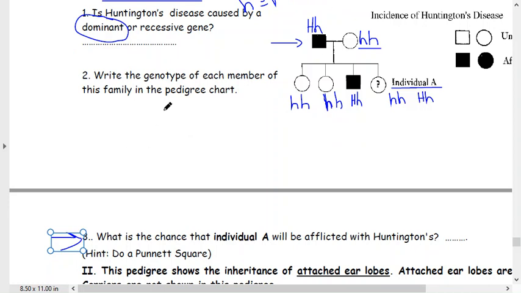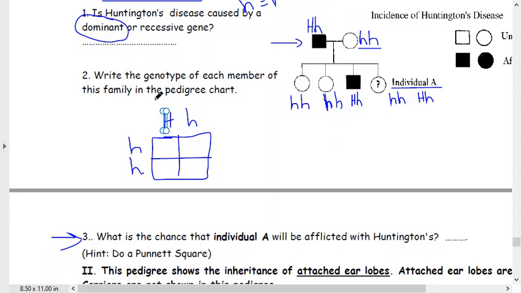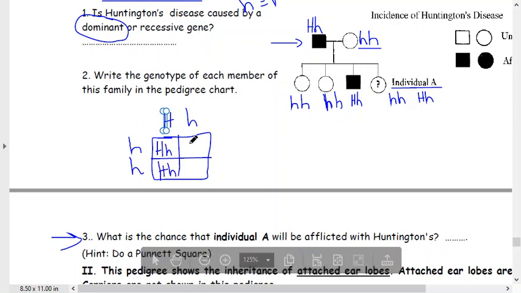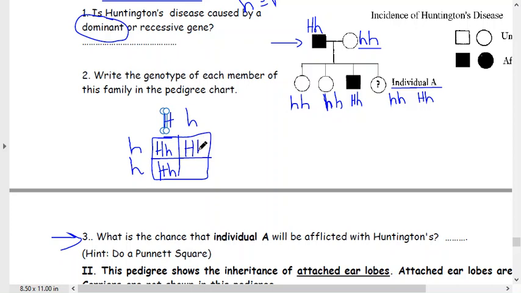Well, let's put both parents in a Punnett square. The dad's on the top over here, the mom is over here on the side. Again, this is a typical Punnett square. It's not sex-linked or multiple allele or anything like that. It's just the trait that we're focusing on in the pedigree is dominant.